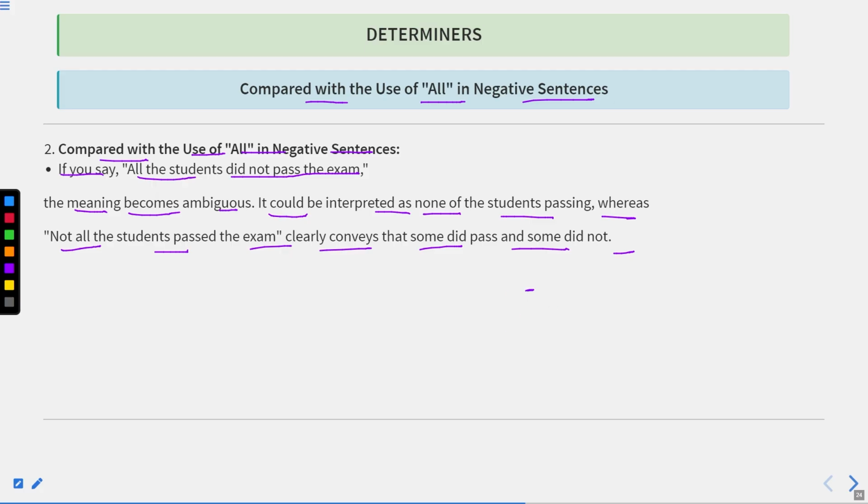Suppose there are 50 students. If I say all the students did not pass the exam, it means all 50 failed. But if I say not all the students passed the exam, it means some of them might have passed and some of them failed. So just by changing the position of "all" and "not," the meaning of the sentence changes as well.